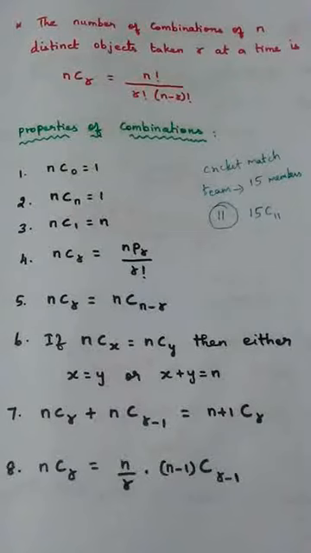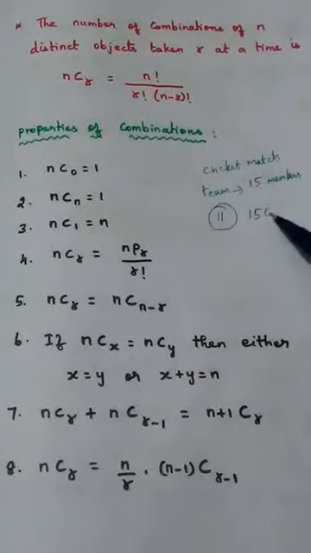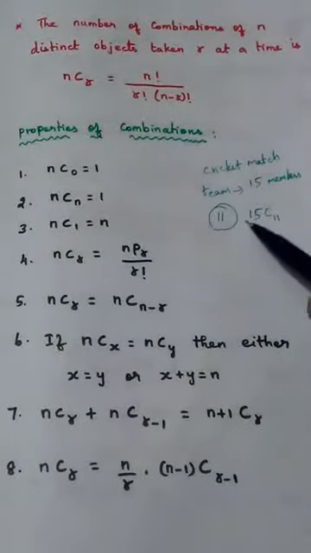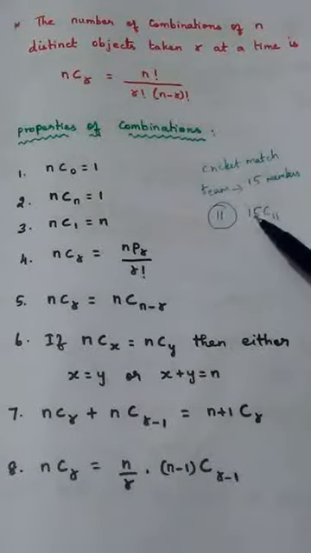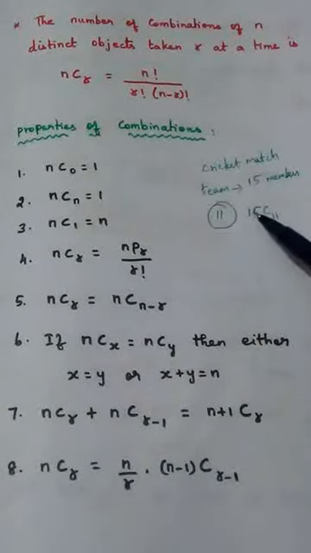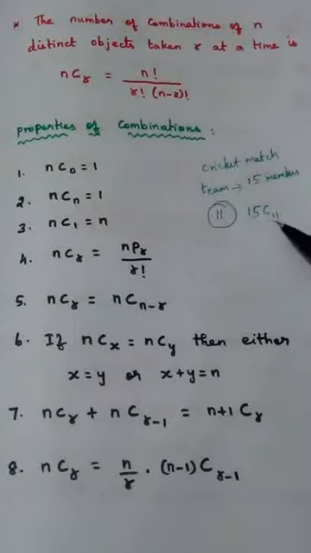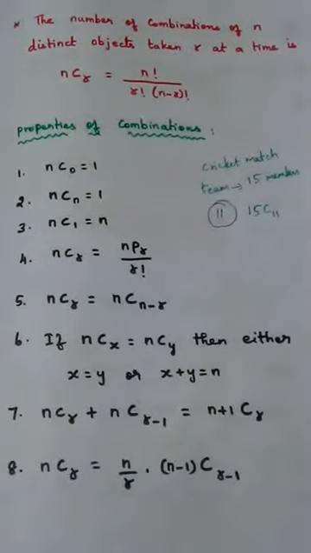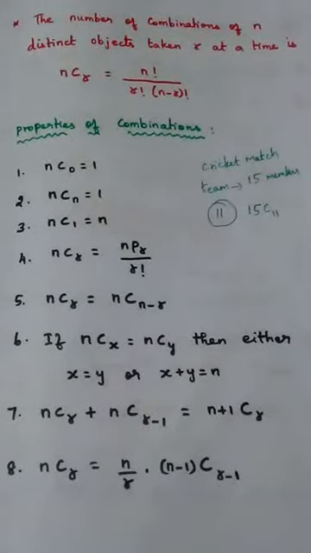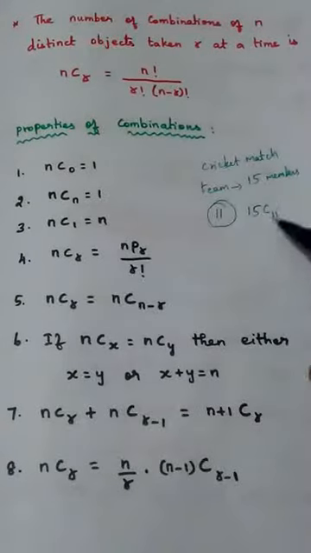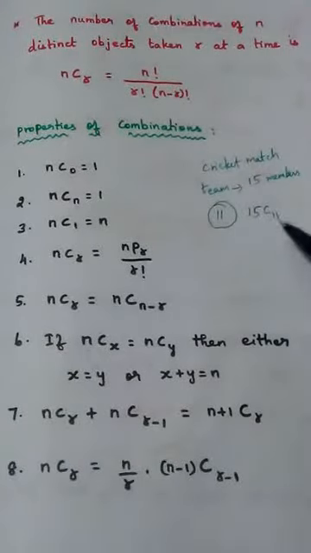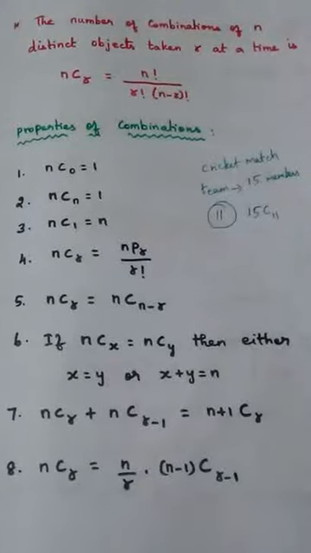Try to understand the meaning clearly. If I write 15C11, what is the meaning? This is nothing but the number of ways of selecting 11 members out of 15. From the 15 member squad, how many ways can 11 members be selected? That is the meaning. So 15C11 is nothing but the number of ways of selecting 11 members from these 15 members.